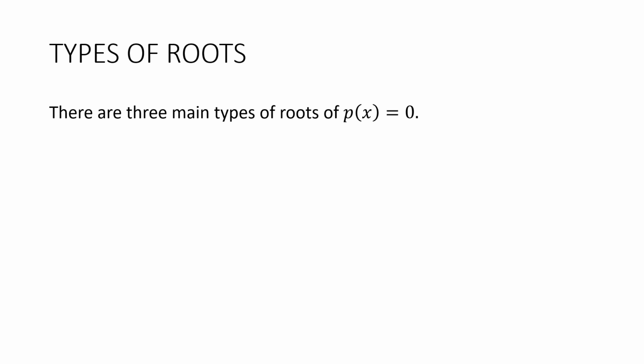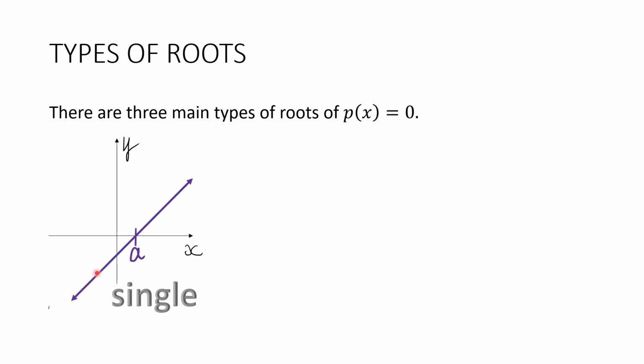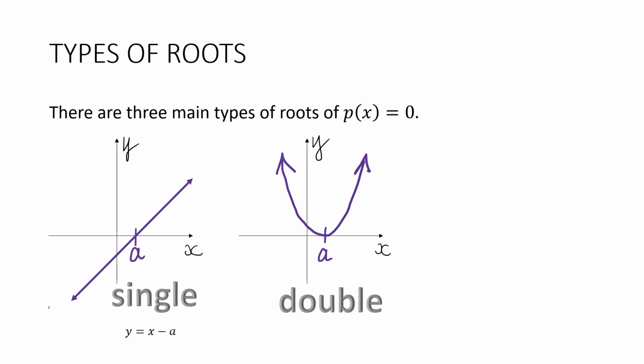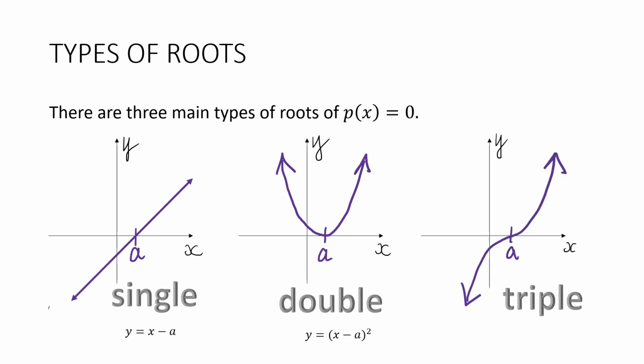There are three main types of roots for p of x is equal to 0. There's a single root where the curve cuts straight through the x-axis. It would look like y is equal to x minus a. There's a double root where the curve comes in, touches the x-axis and turns around. It would look like y is equal to x minus a all squared. And there's a triple root where a curve comes in, touches the x-axis and then keeps going, so it stops momentarily here. And it would look like y is equal to x minus a all cubed.